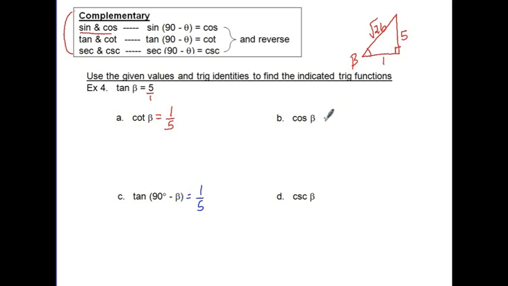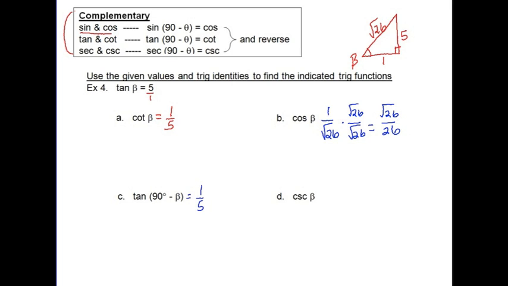Excuse me there. Cosine of beta. Let's just look at our triangle here to get the cosine value. So cosine is adjacent over hypotenuse. That would be 1 over square root of 26. Now can we have a square root in the denominator? No, we cannot. So we have to rationalize the denominator. By multiplying it to both the numerator and denominator, we get square root of 26 over 26. Okay? And a lot of people want to try to reduce those out, but you can't. Please don't do that, because one's underneath the square root, one's not. Okay? And that takes care of that one.